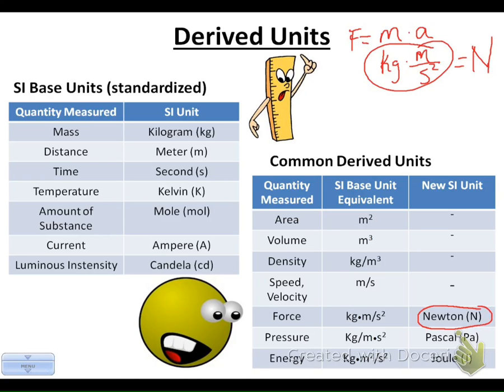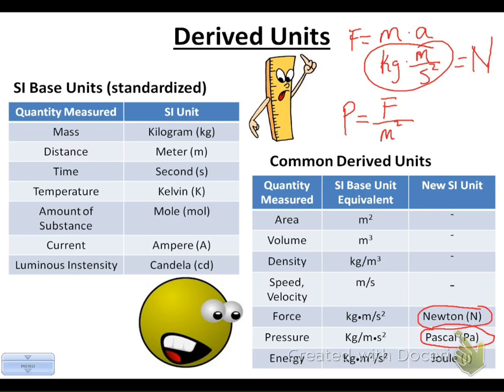Then we have the SI quantity pressure. We do use pressure quite a bit. The SI unit for pressure is called the Pascal. Pressure is calculated by force, taking a force of an object divided by the area on which it acts.